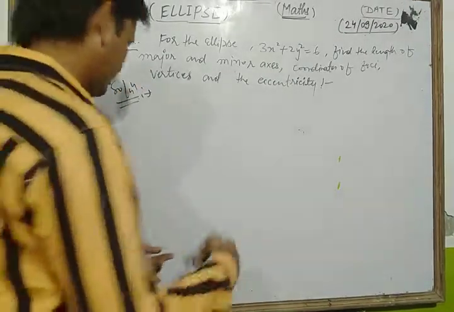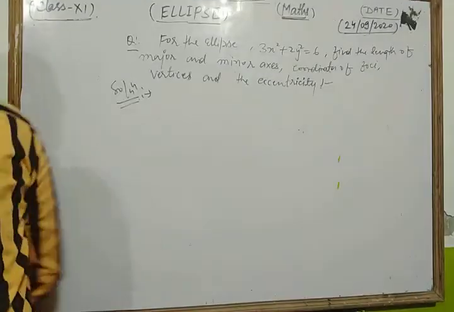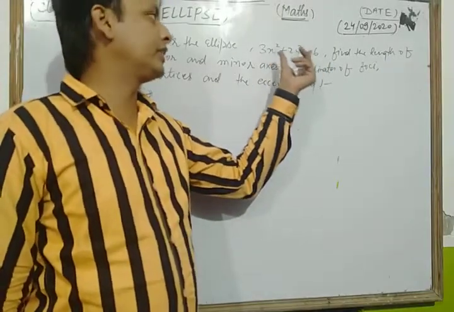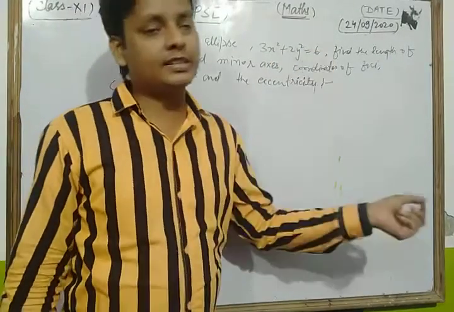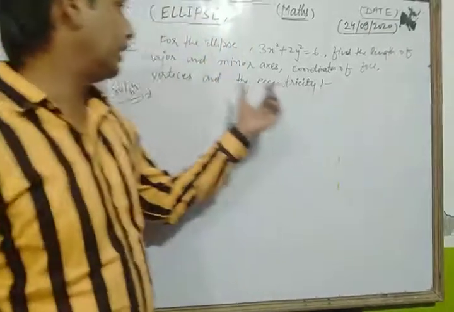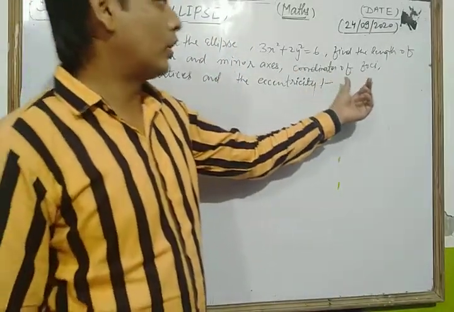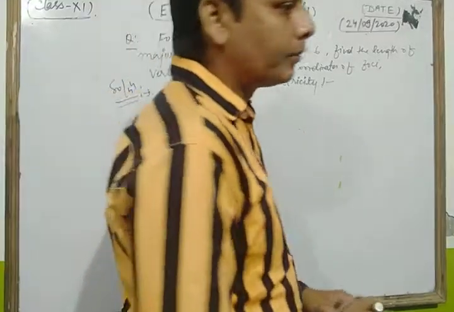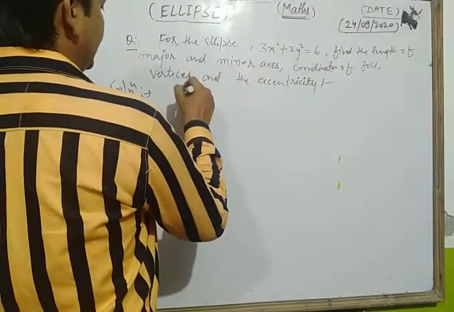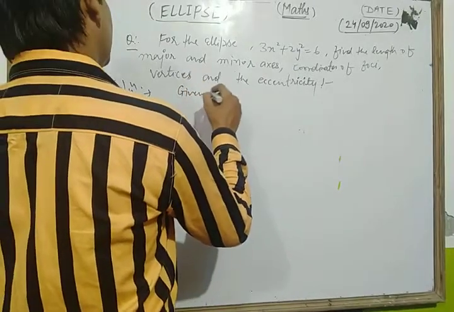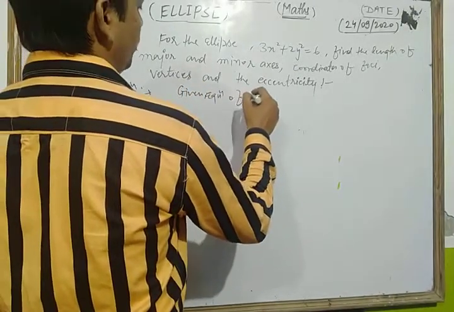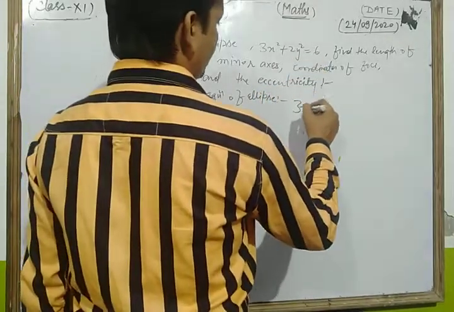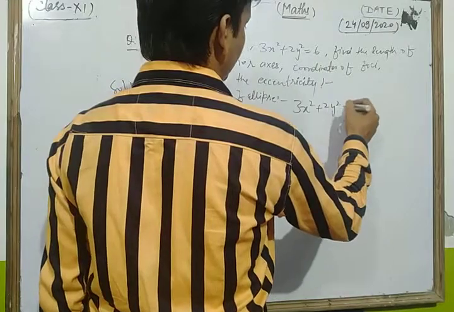Now look, dear students, first of all we have the equation of an ellipse, which is 3x square plus 2y square is equal to 6, and we find the length of major and minor axis, coordinates of foci, vertices and the eccentricity. Dear students, first of all we write the given equation of the ellipse. Let's see, the given equation of the ellipse is 3x square plus 2y square is equal to 6.